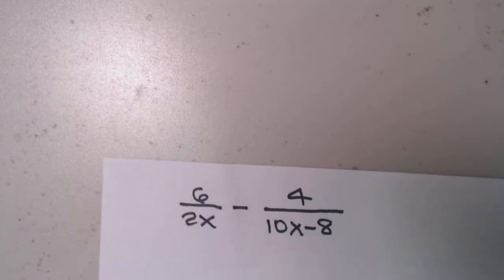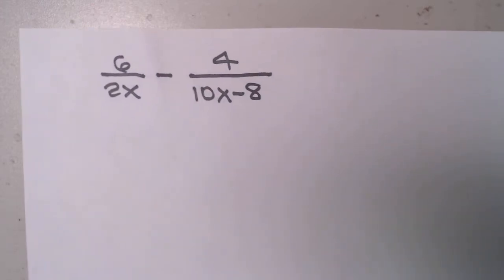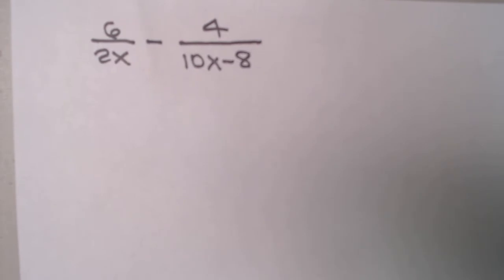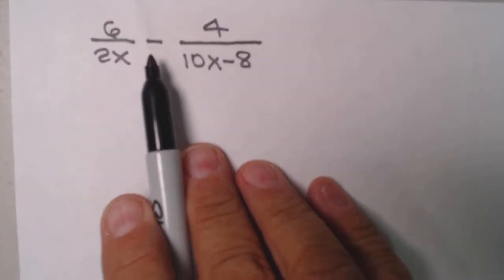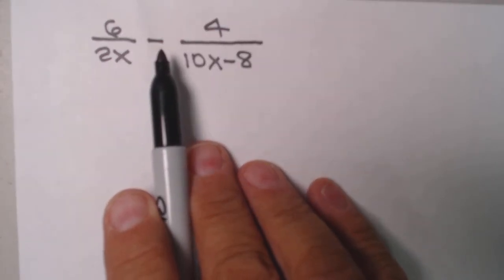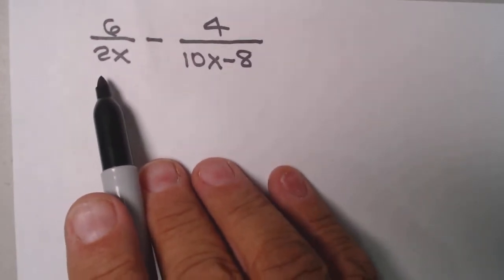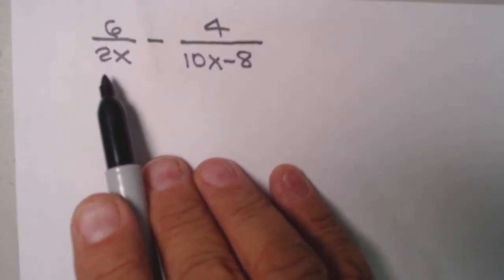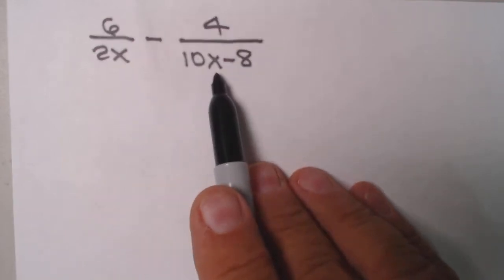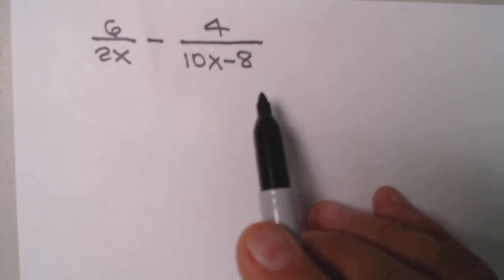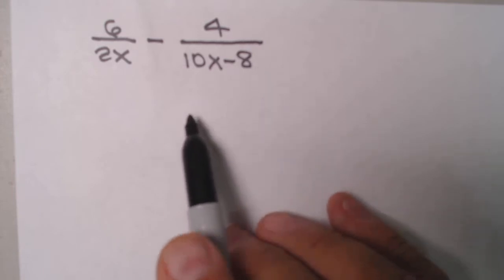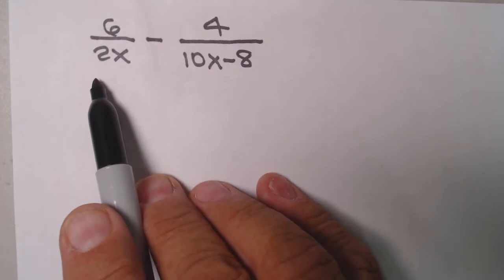Now let's start looking at some more examples of what we can do. Here's another one. Notice we are subtracting again. You can either be adding or subtracting the fractions. And the denominator is definitely not the same. This is 2x here, and this is 10x minus 8. The first thing we have to do is figure out what the LCD is. So what we have to do is factor all the denominators.